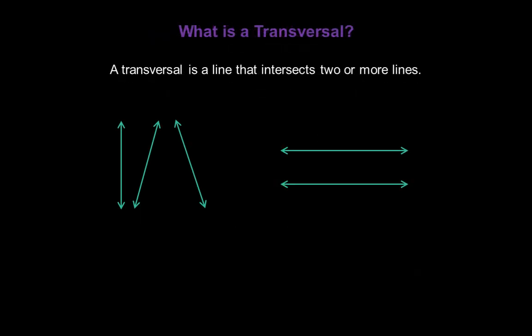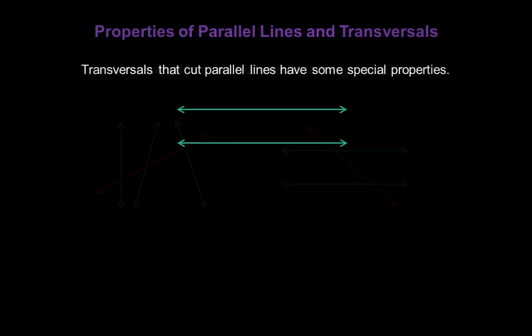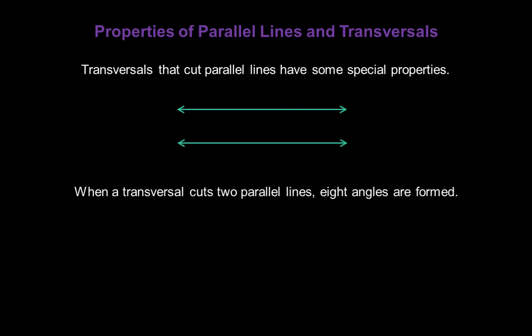What is a transversal? A transversal is a line that intersects two or more other lines. The red line I'm drawing over top of these green lines is a transversal. Transversals that cut parallel lines have some special properties we want to address. When a transversal cuts two parallel lines, 8 angles are formed: 1, 2, 3, 4, 5, 6, 7, and 8.